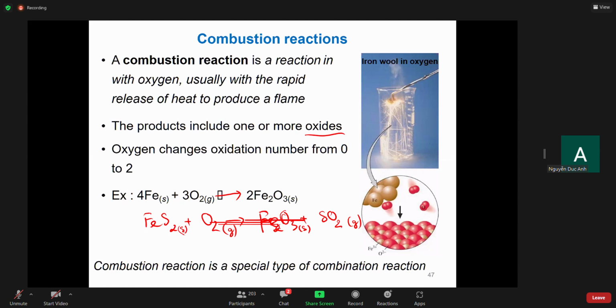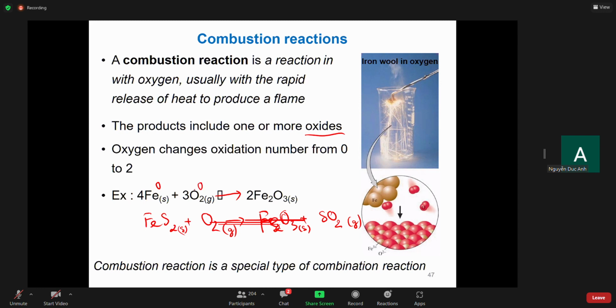Okay, something like that. It can produce one or more oxides. Okay, so in these reactions, this one is a combination reaction. A combination reaction can also be a redox reaction, in which you see the iron here is an element. The oxidation number is 0.